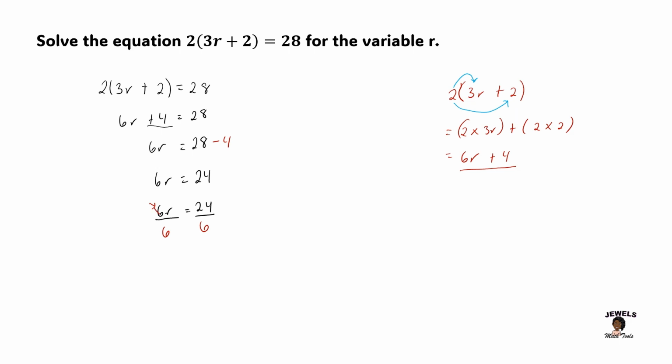So we're going to be dividing 6 into 6, and when 6 is divided by 6, this will equal 1, which means that we have 1r left over. And remember that your 1r is the same thing as saying r, so we don't need to write the 1 in. Now we're going to be dividing 6 into 24, and when 6 divides into 24, this will leave us with the quotient of 4. So for this equation, our unknown variable r is equal to 4.